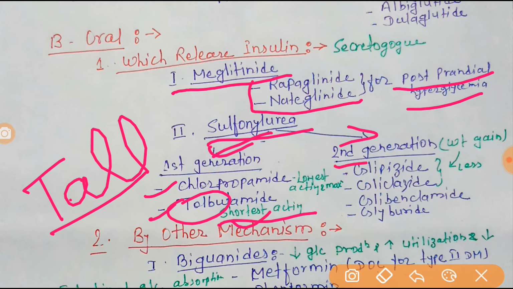Next is the second generation. Second generation includes glipizide, gliclazide, glibenclamide and glyburide. The second generation sulfonylureas have a weight gaining side effect, but it is less in the case of glipizide and gliclazide.